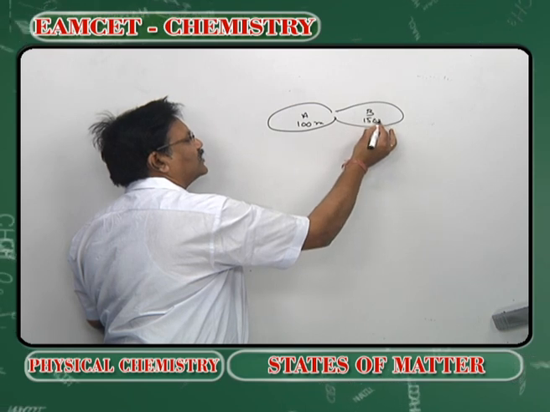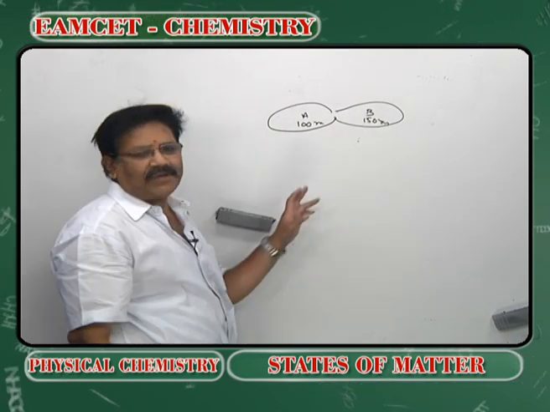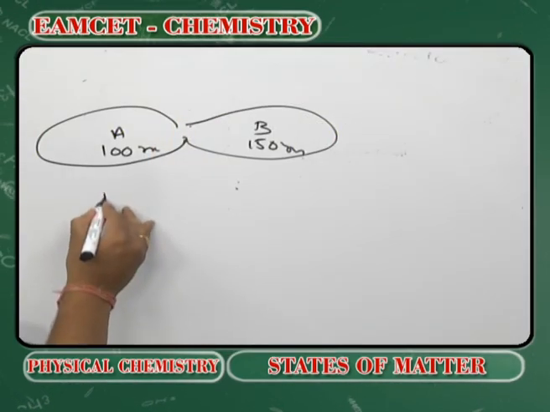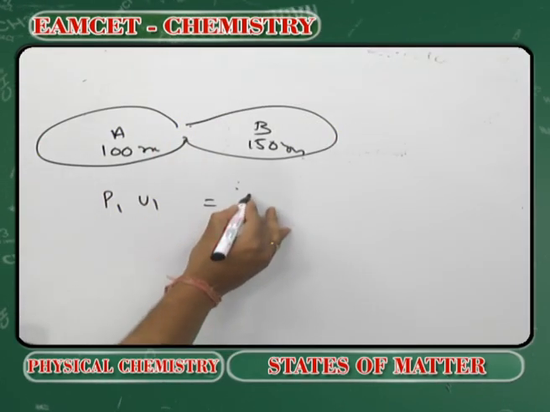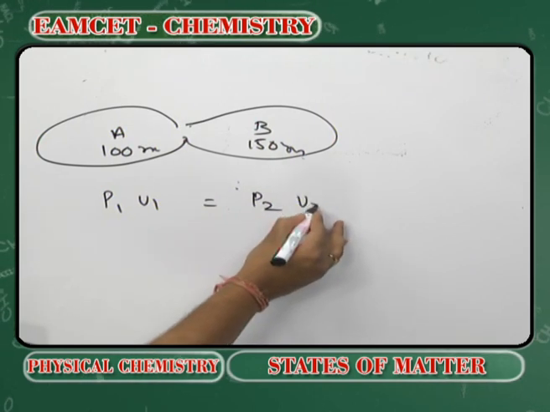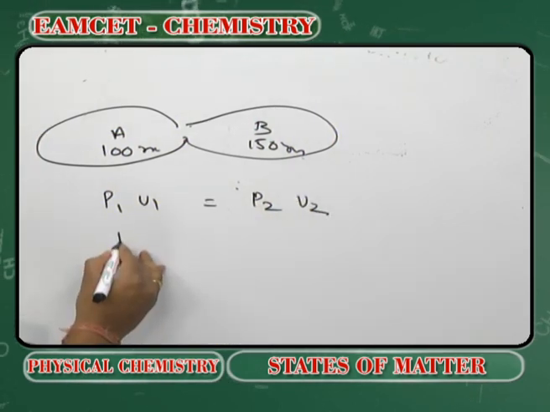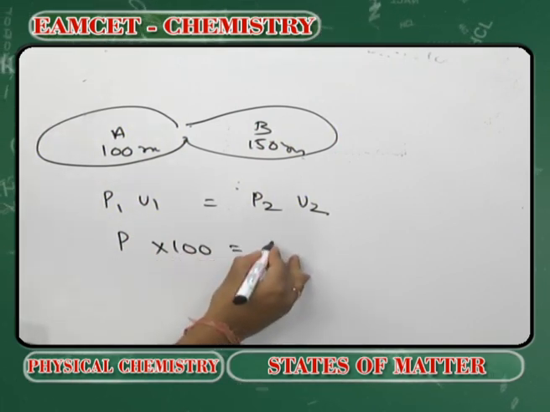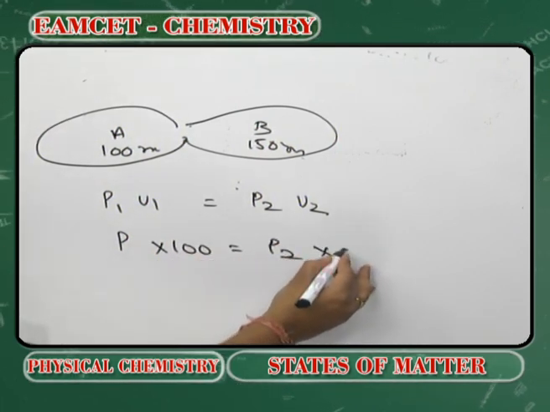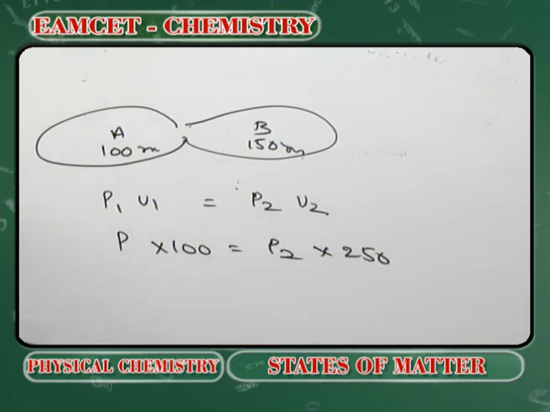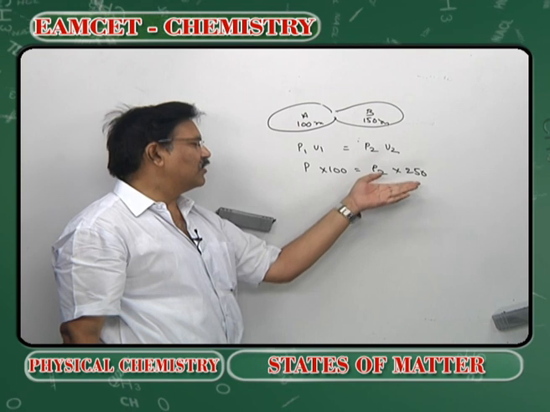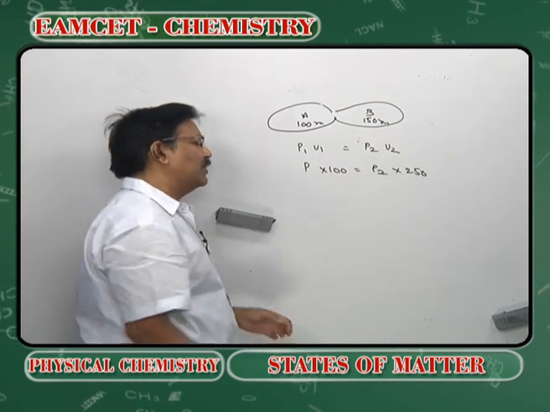On opening the stopcock, what will happen? The final volume will become 250 ml. So P1 V1 is equal to P2 V2, simple Boyle's law. What is V1? 100 ml. What is V2? 250 ml. Because when the stopcock is open, the gas will occupy both the bulbs. The volume will be 250 ml.